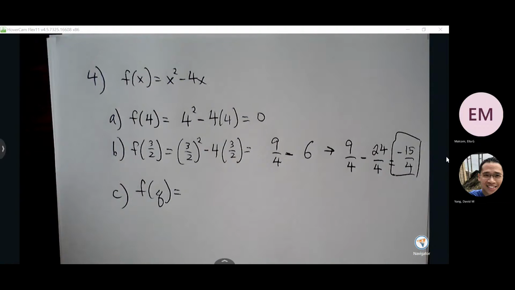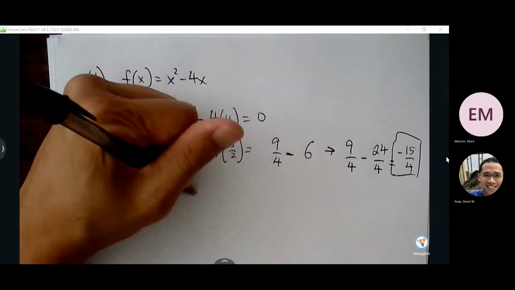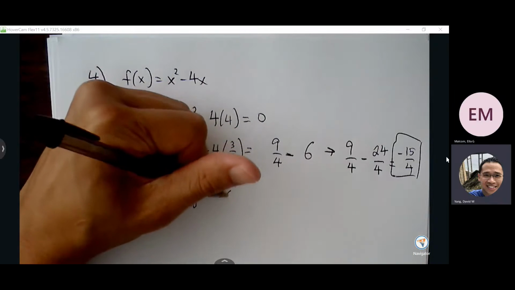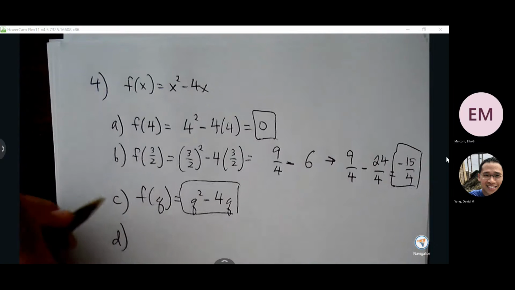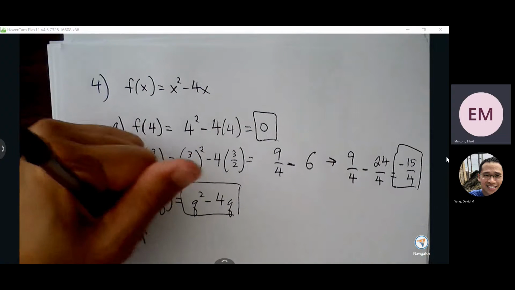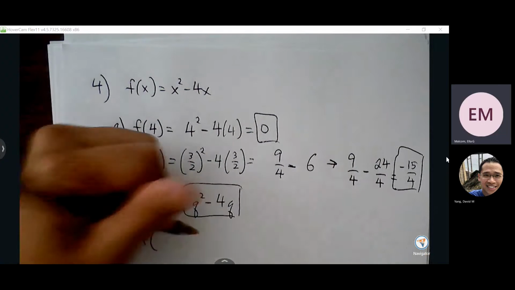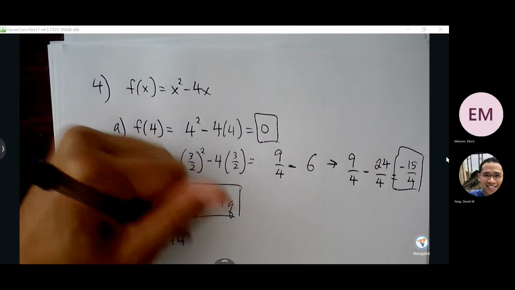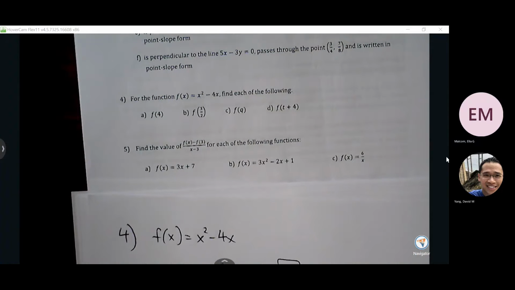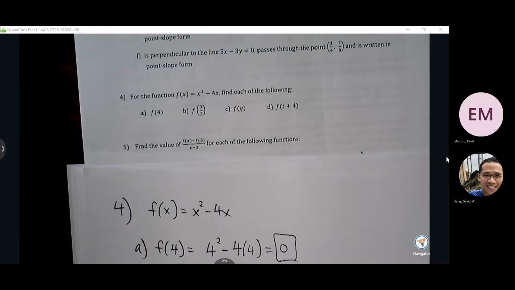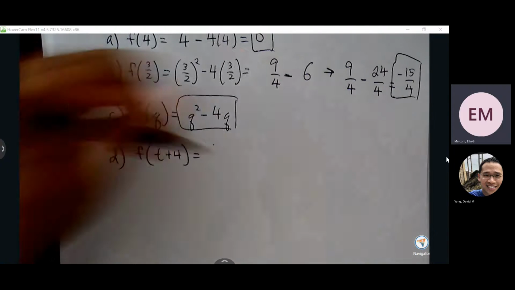So q squared minus 4q. Yeah. Okay. And okay, so t minus 4 squared minus 4 times t minus 4. T plus 4, right? Oh, did I say minus? Oh yes, t plus, sorry.